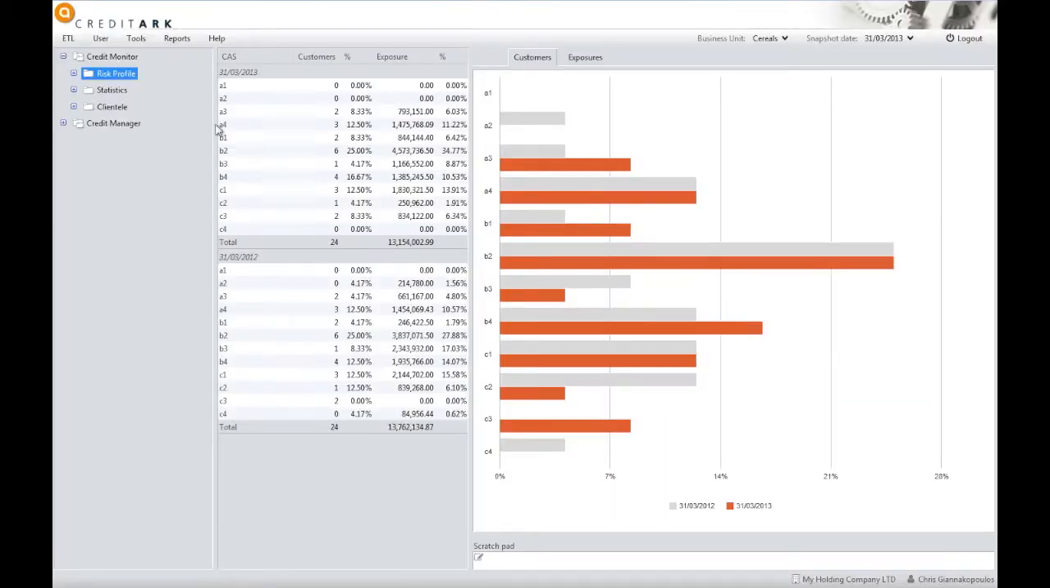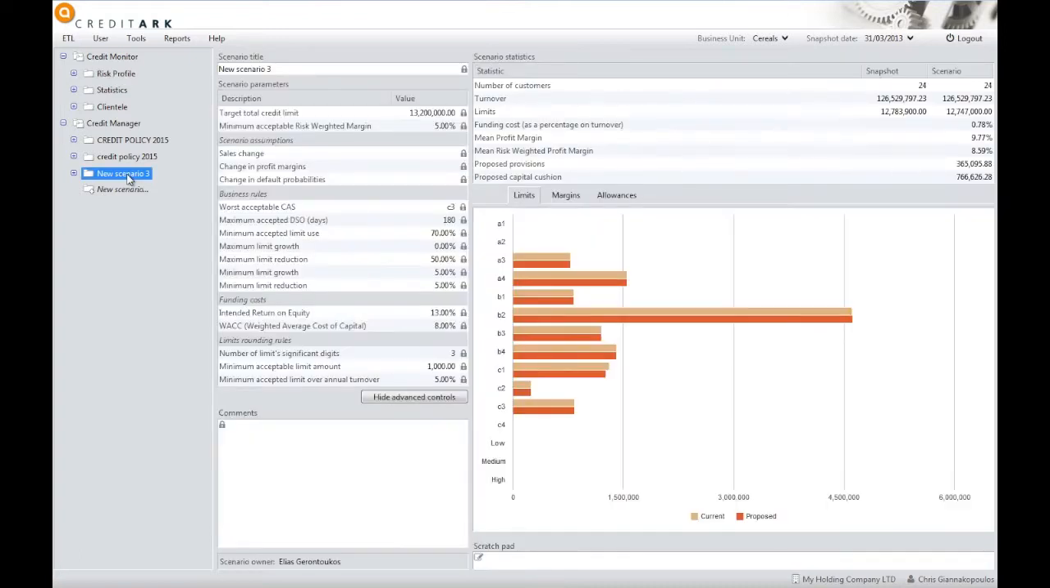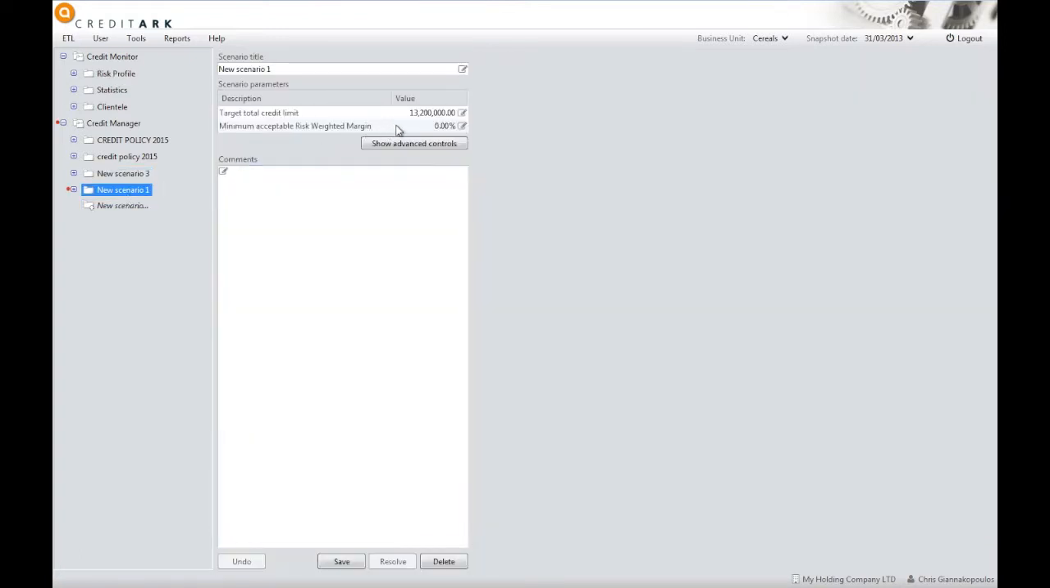Everything starts with the target of the credit policy you want to implement. It has to be simple and measurable. The target has to be the total credit limit you're willing and able to provide to your customers.